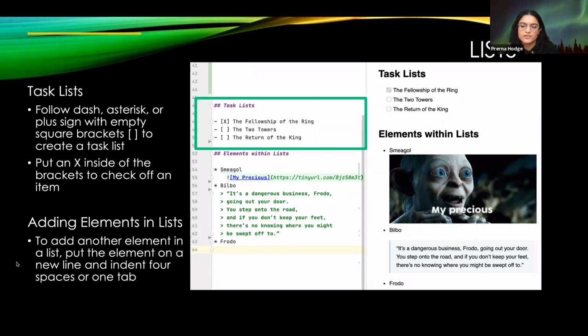Okay, now we have task lists. So this is, if there's items that you want to check off, or like, if you're writing code, there's features that you haven't quite gotten to yet, or things that you're planning on doing. I'll stop. I have a question.